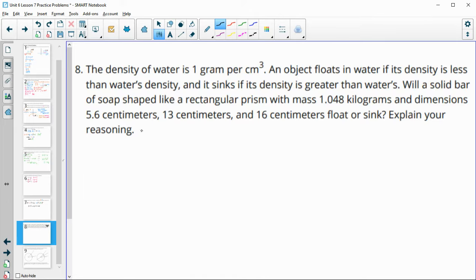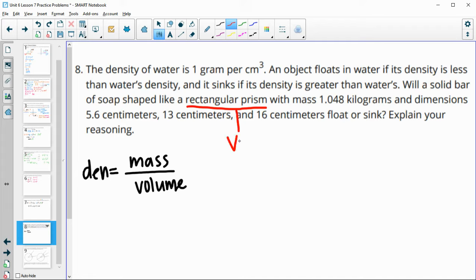Number 8 talks about density. So remember that density equals mass divided by volume. If the density is bigger than 1, the object sinks, and if it's less than 1, it floats. So will a solid bar of soap shaped like a rectangular prism float or sink? Because we're going to need volume, and the volume of a rectangular prism is area of the base times the height.